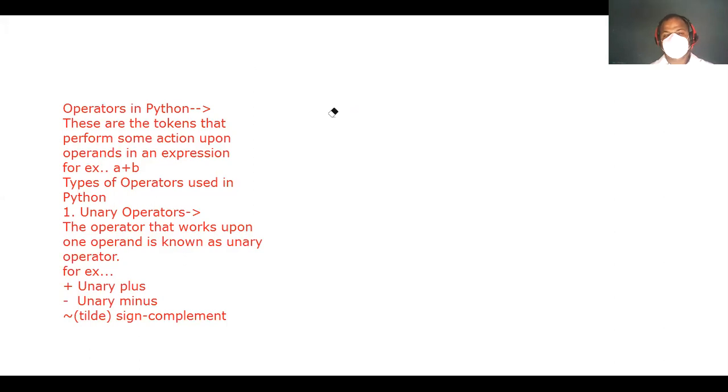Okay, so now come to the next one, the notation we have used: bitwise operators. As the name suggests, the bitwise operator will work on the bits. So what are they? How many types are there?